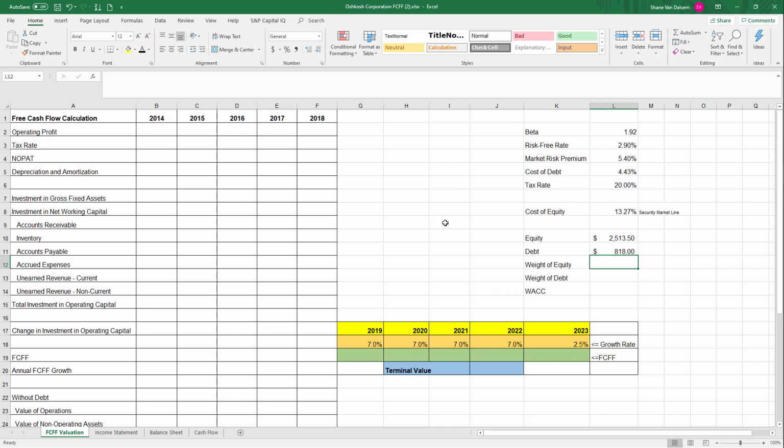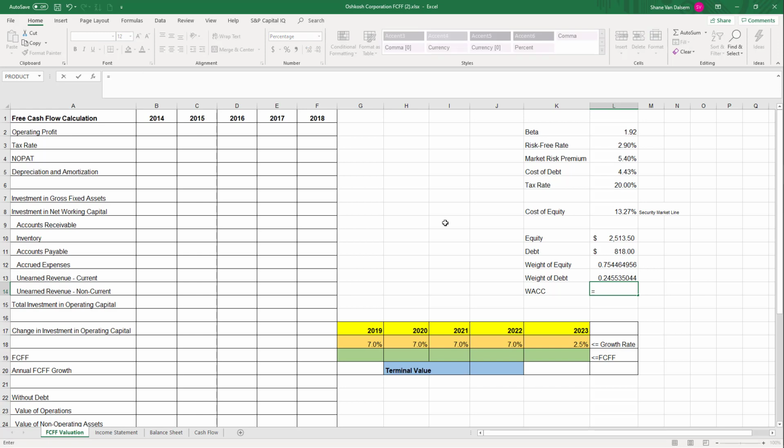So the weight of equity is going to be equal to the amount of equity divided by the equity plus the debt. And then the weight of debt is equal to the amount of debt divided by the amount of equity plus the amount of debt. And remember that these two numbers, the weight of equity and the weight of debt, need to sum to 1.